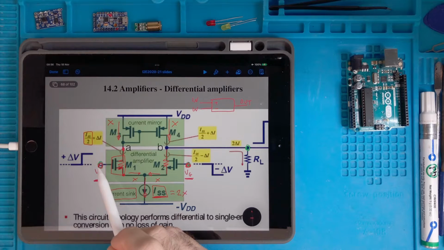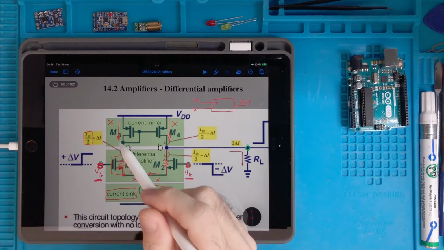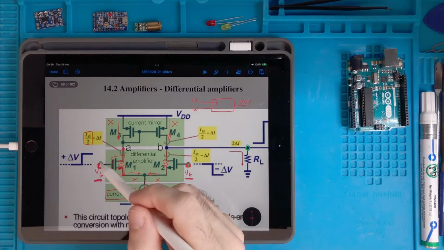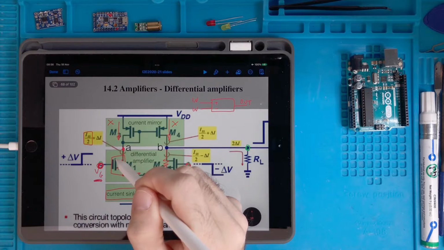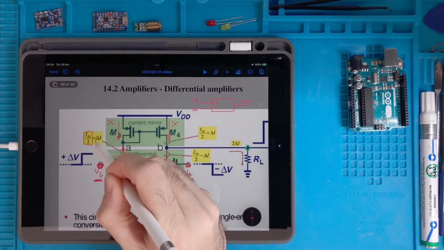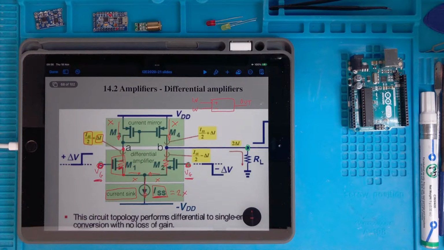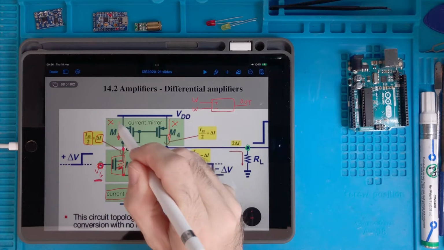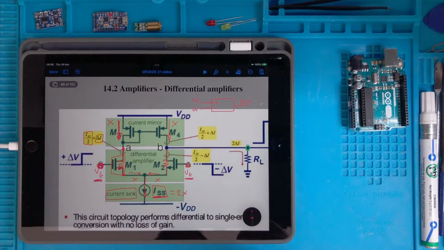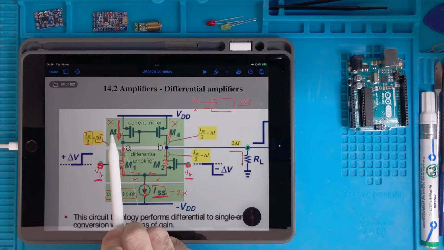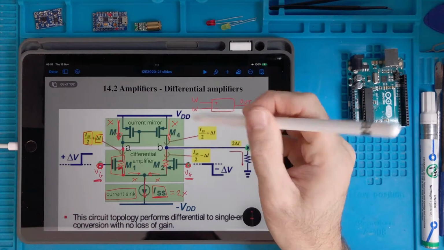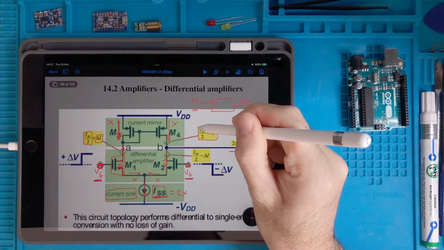If I increase the voltage here, let's say that for this voltage I have an increase of current here, I call it delta I. Now it's not important how much. So if I raise the voltage, the current will rise in this branch. But this current is also copied here. So it will rise also here.